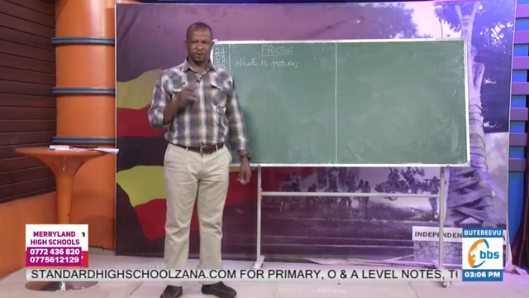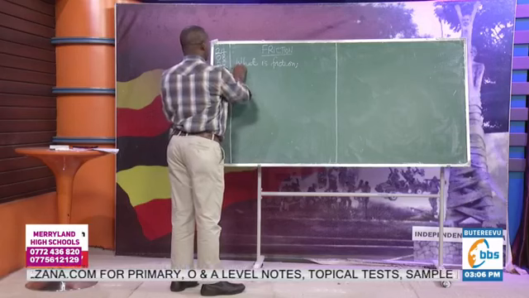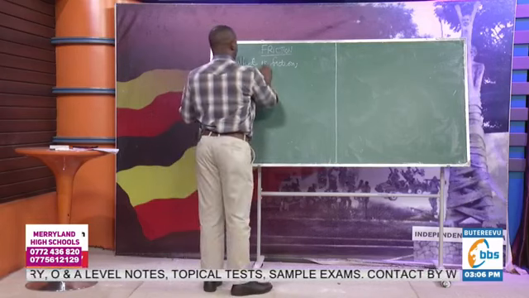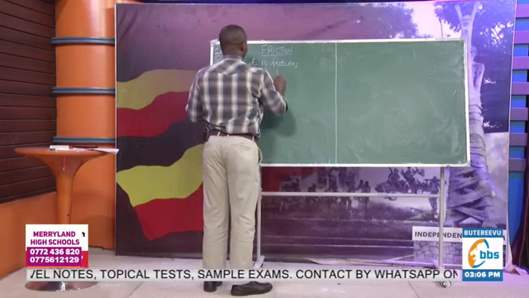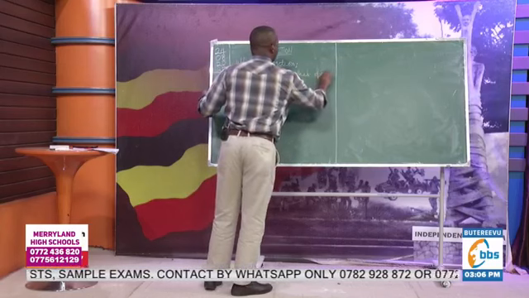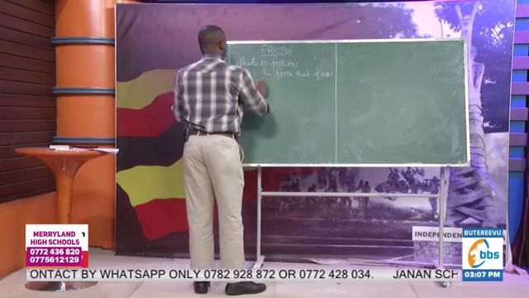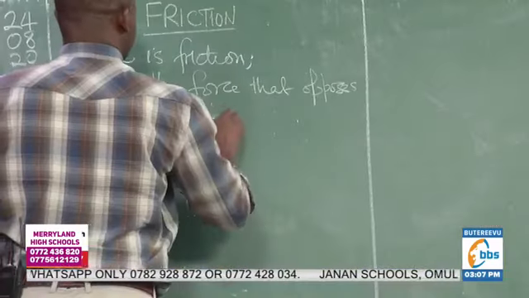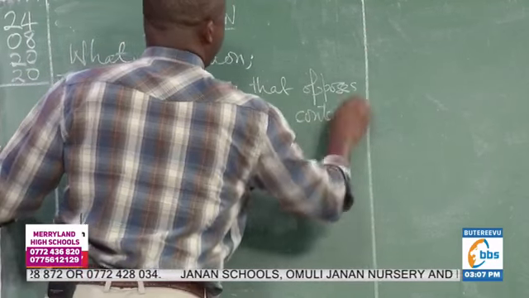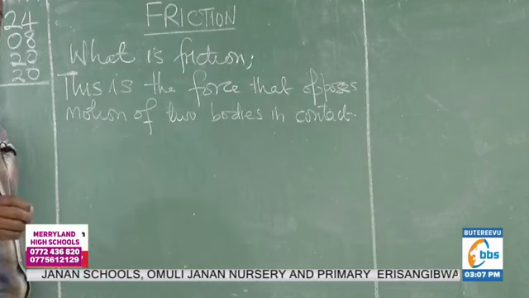How friction affects motion. And like I've said, friction is the force that opposes motion of two bodies in contact. In brief. And one common word that you'll meet under this topic is the word rough.